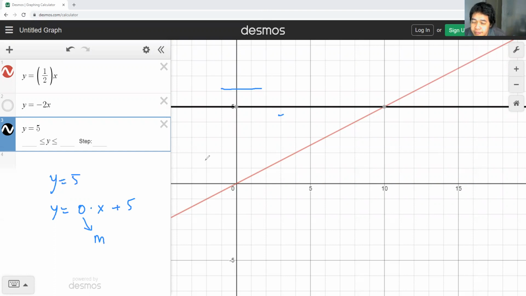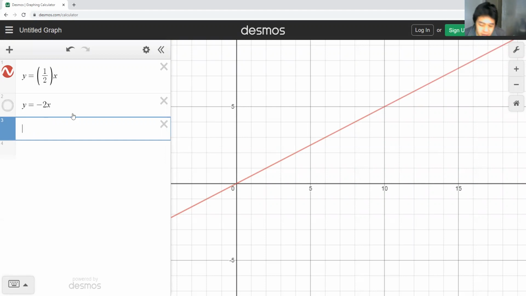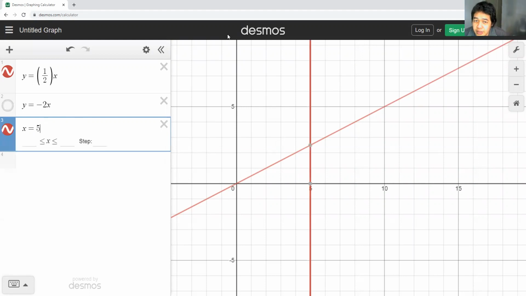And there is one more important line here. You see, x equals, for example, 5. Now, when you have x equals something, what you will have is a vertical line. This is also a special line where the value of the slope is undefined. Yeah, undefined. So this is the line. It looks like just a vertical line.